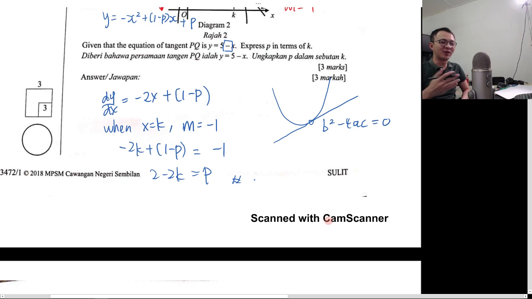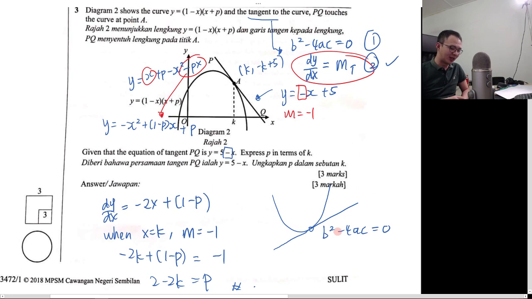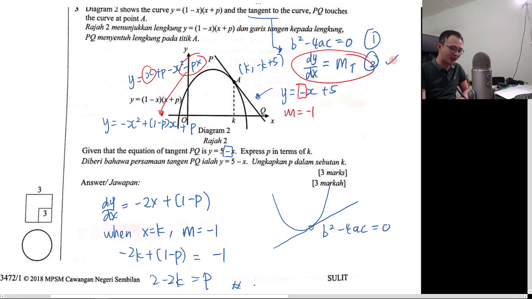If the equation is of the normal, the gradients m1, m2 multiply to negative 1. They will be perpendicular to each other. Are both formulas required to solve this equation? No. In this case, I just use the second one. I didn't use the first one, so it doesn't require the first one. Because here I have too many unknowns. Normally I will use the first one. Maybe if I have one unknown only, I will use the b squared minus 4ac, but I will not use both.